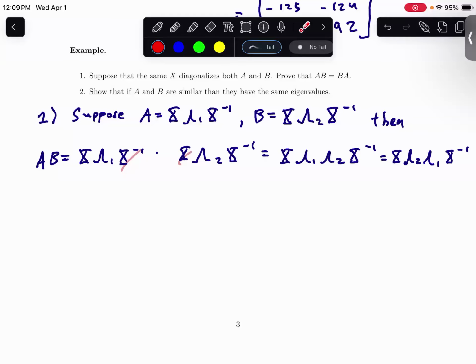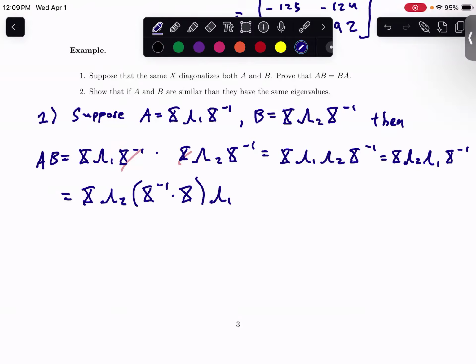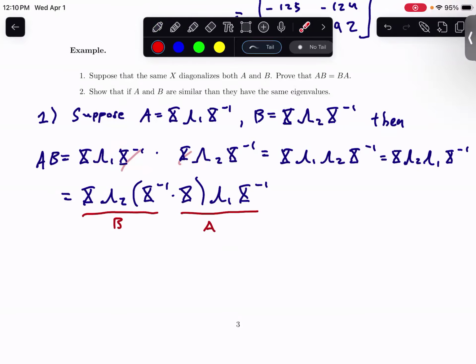Yeah, so this is kind of a common trick, is I can just kind of undo this canceling I did before. So this is the same thing as doing X times lambda 2. And then in between lambda 2 and lambda 1, I'm going to have X inverse times X. And then this will be lambda 1, and this will be X inverse. And so now this part here, this is our B. This part here, this is our A. Right? Just using how we defined A and B in the beginning. And so this ends up being equal to B times A.